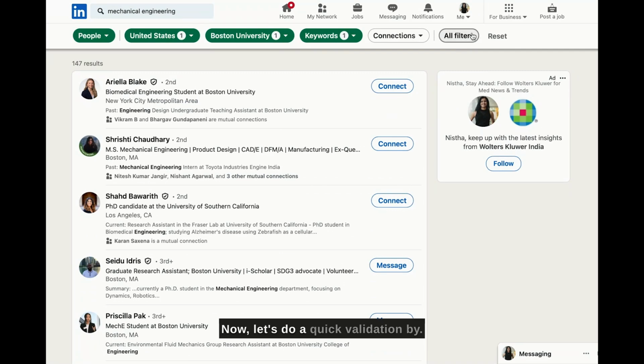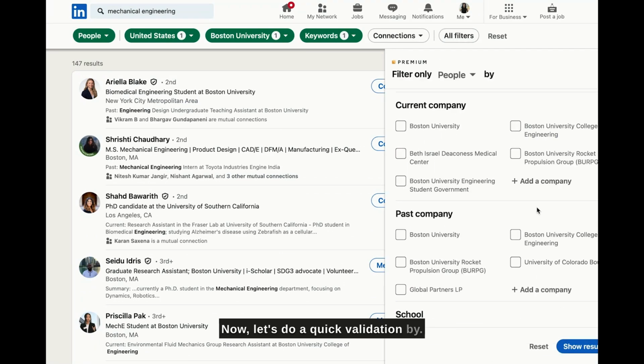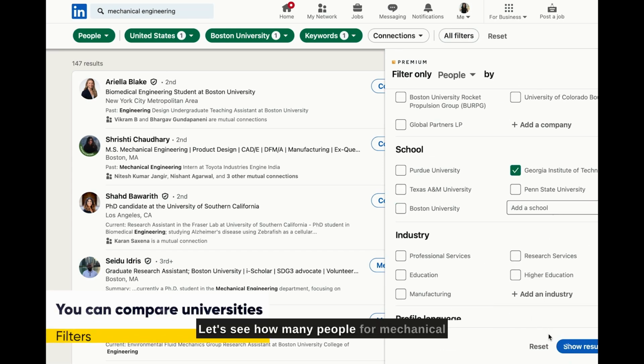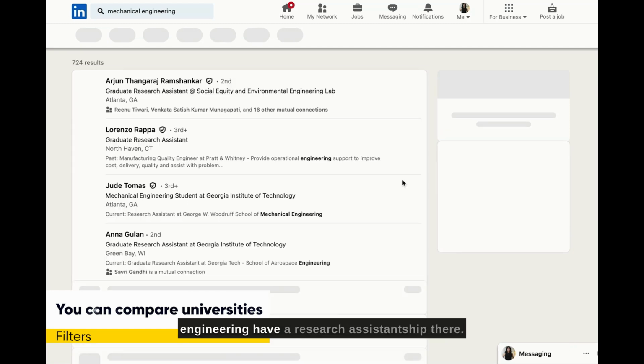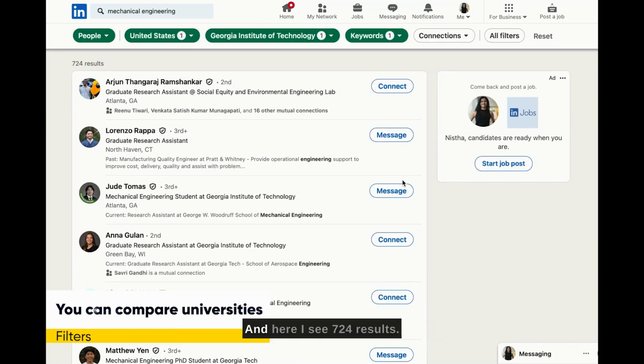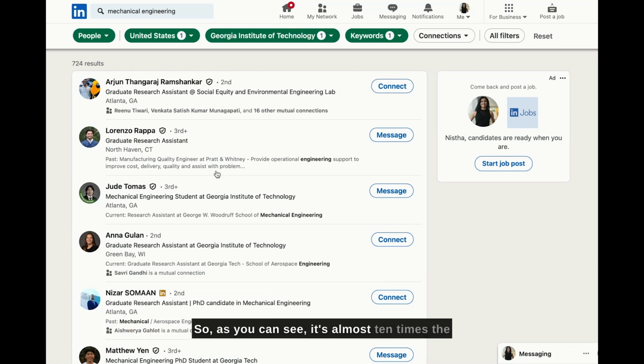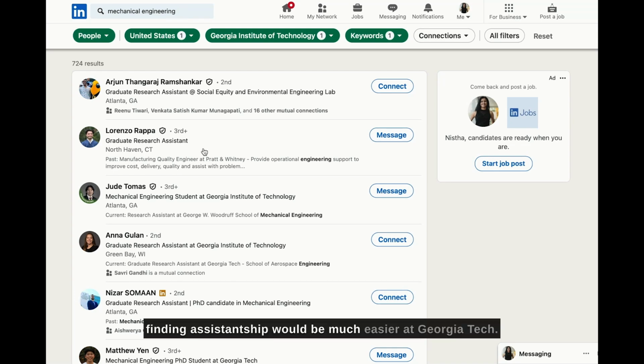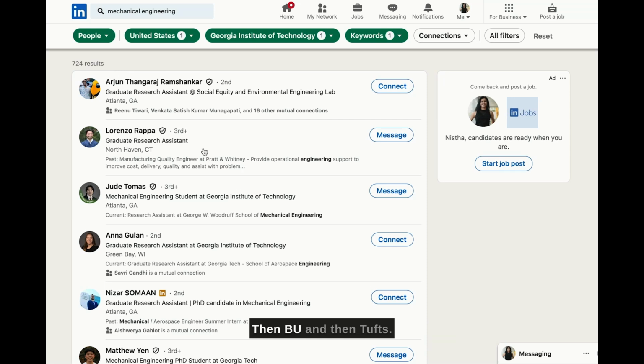Now let's do a quick validation by looking at Georgia Institute, so Georgia Tech, right? Let's see how many people for mechanical engineering have a research assistantship there, and here I see 724 results. So as you can see, it's almost 10 times the number of people who have found RA-ship at Tufts University. So this gives me a little more confidence that finding assistantship would be much easier at Georgia Tech, then BU, and then Tufts.